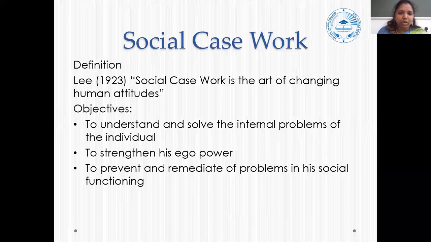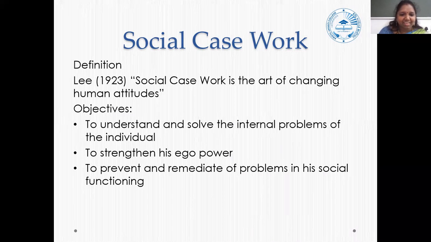So any individual who is suffering with a problem, the social caseworker will intervene with the client so that his problem can be sorted out. And there are three objectives involved in social casework. One is understanding and solving the internal problems of the individual. When an individual who has a problem approaches the organization, the caseworker will take up the case and try to solve the problem of the individual.